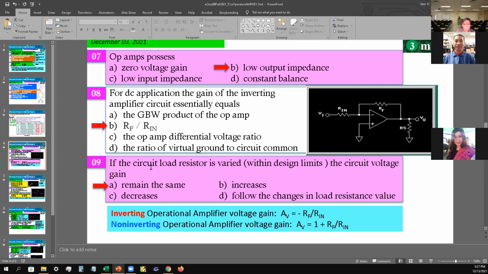Okay, number 9, if the circuit load resistor is varied within design limit, the circuit voltage gain. Okay, so voltage gain only has to do with the feedback resistor and the input resistor. It does not have anything to do with the load resistor, okay? So therefore the gain would stay the same. So we can increase the load here. It won't affect it; it's only affected by the gain here, the RF and Rin, but not by the load.